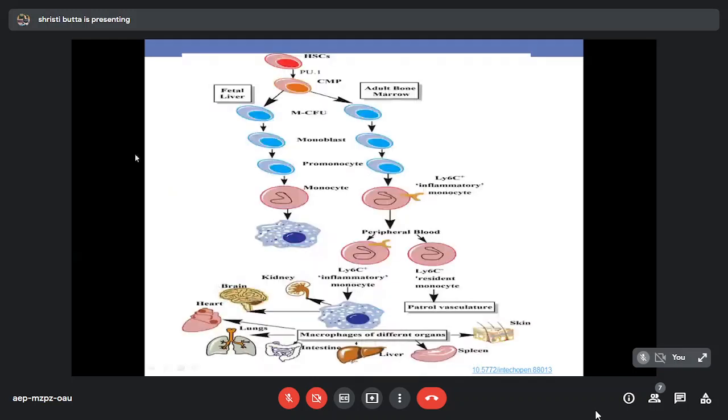So if we sum it down, hematopoietic stem cells in the presence of PU.1, an extremely important factor, convert into the common myeloid progenitors, which subsequently change into the monoblast, promonocyte, and monocyte. Again, the monocyte is differentiated into two types. That is the LY6C positive or inflammatory monocytes, which move on to the kidney, brain, heart, lungs, intestine, liver, spleen, skin. Yes, everywhere you've got macrophages in different names. And then you have your peripheral blood resident monocytes, which have a patrolling effect on the endothelial cells. That is, they are maintaining the surveillance.